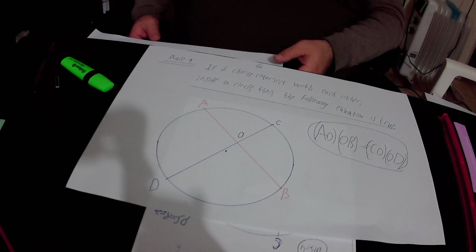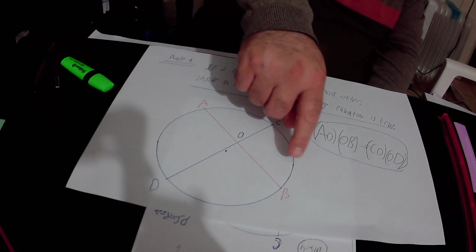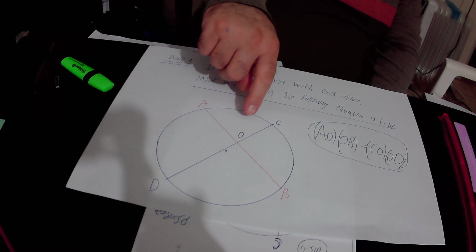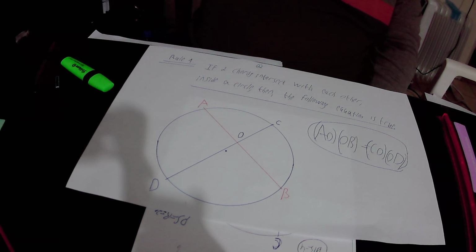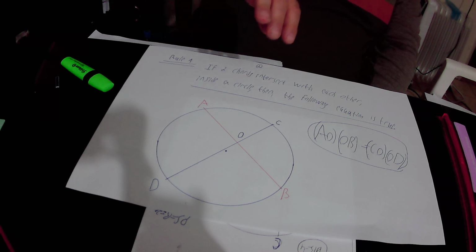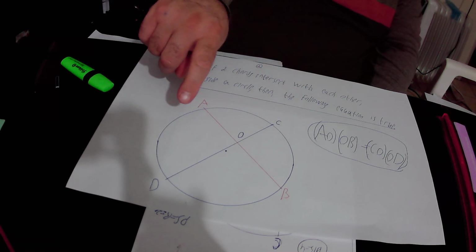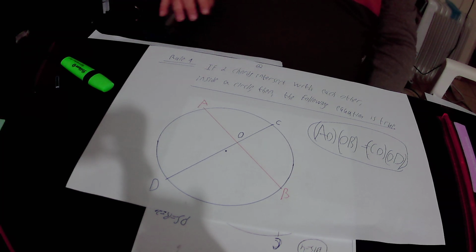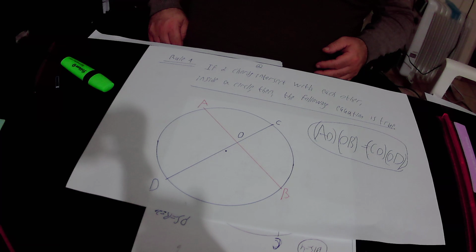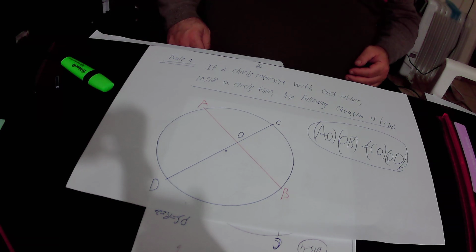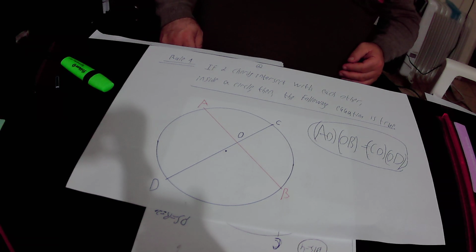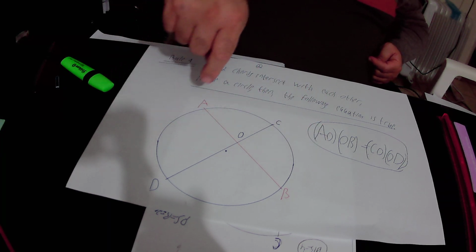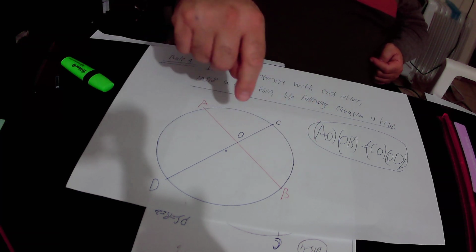So here we have this circle. Inside this circle we have chord AB, the red chord, which intersects with chord CD, the blue chord, at point O. The point O is the intersection point of chord AB with chord CD, and the intersection point is inside this circle. In this case, the following equation is true: AO times OB equals CO times OD.